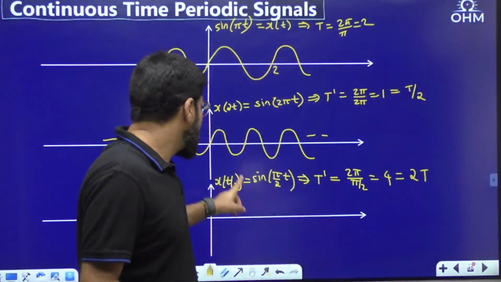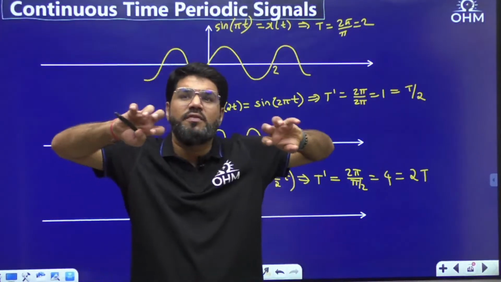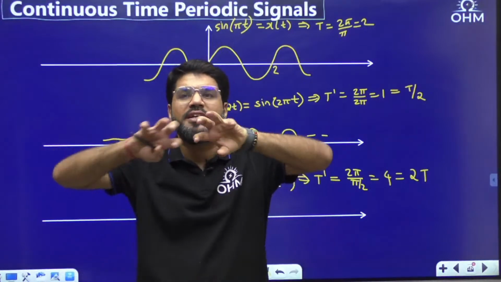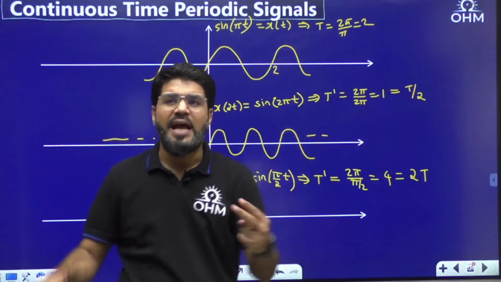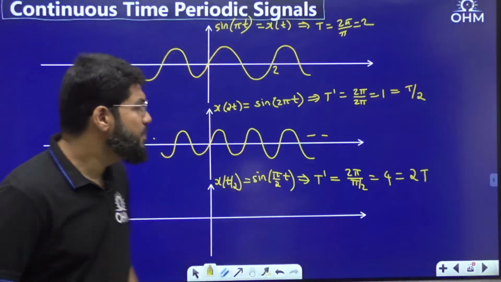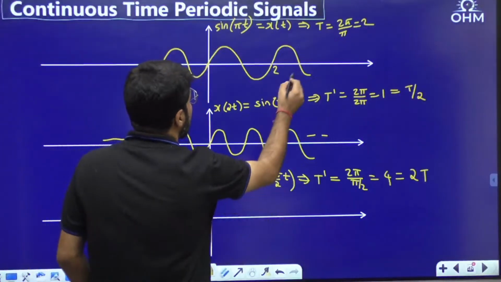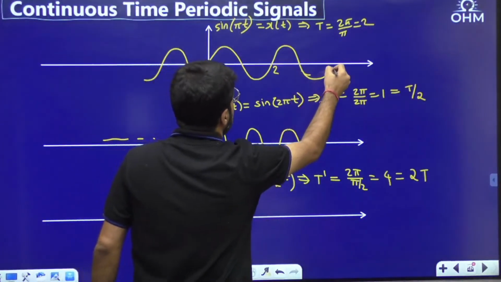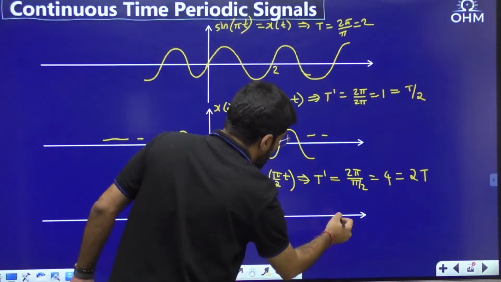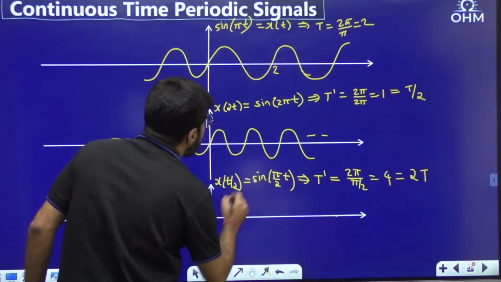Why? Because x of t by 2 we know is the expansion of the signal, expansion by a factor of 2. That is why when you expand the waveform, time period is also twice. So now the time period will be 4 units. Okay, something of this kind.